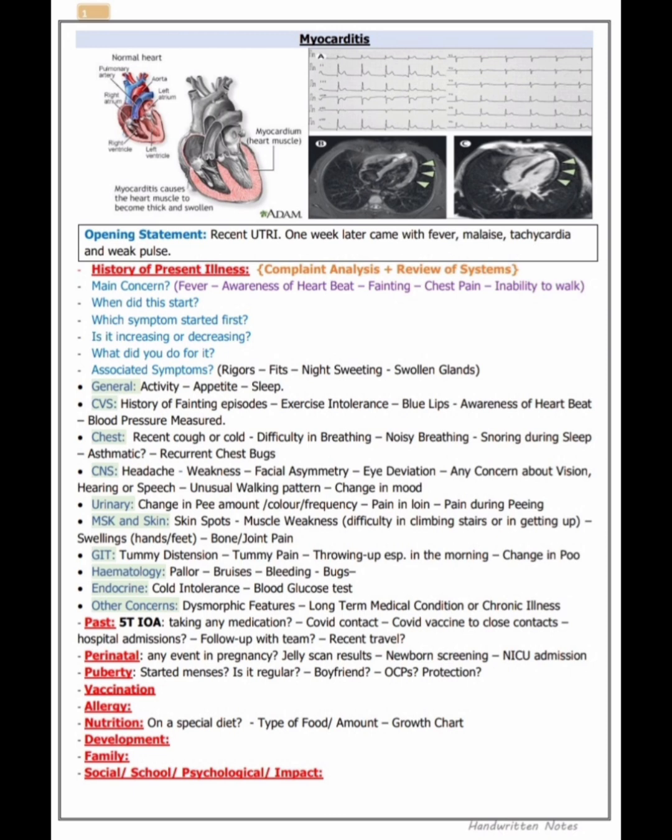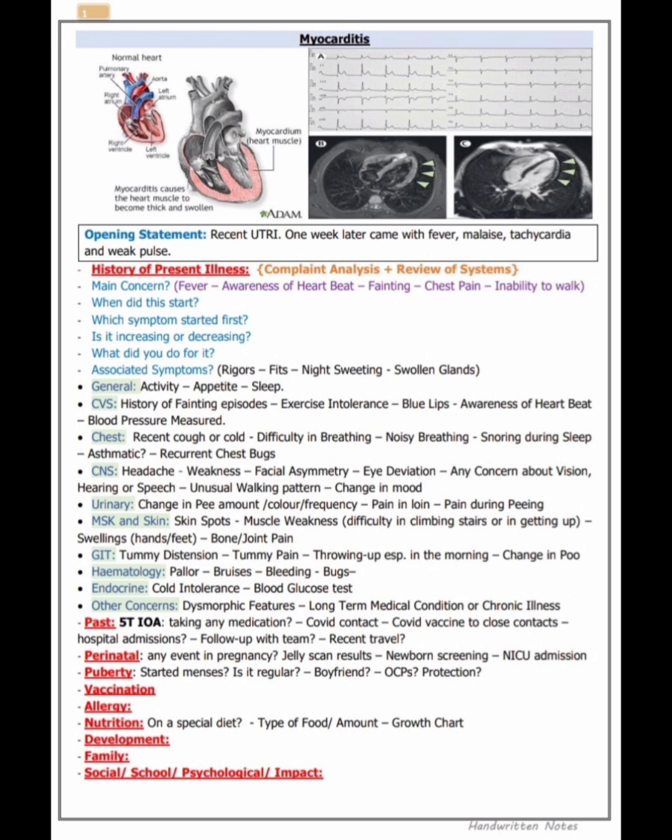So first, just simple myocarditis. What does it cause? Myocarditis causes the heart muscle to become thick and swollen. Now how does history come in myocarditis? The opening statement or chief complaint is like recent upper respiratory tract infection, then one week later came with fever, malaise, tachycardia and weak pulse. So myocarditis is an acute problem and it is an acute history.